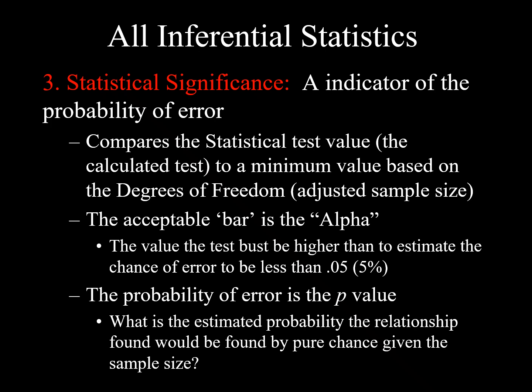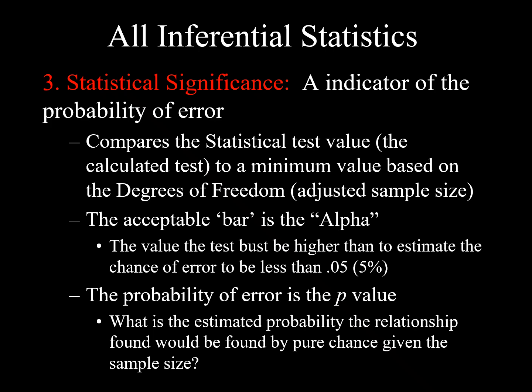Once we actually have the obtained test statistic, we're going to look for statistical significance, which is an indicator of the probability of error. It doesn't tell us how strong the relationship was. It doesn't tell us how meaningful the relationship is. It simply tells us what is the chance that we're wrong. And we're comparing the statistical test value, that which we calculated, to a minimum value based on the degrees of freedom, adjusted for the sample size.